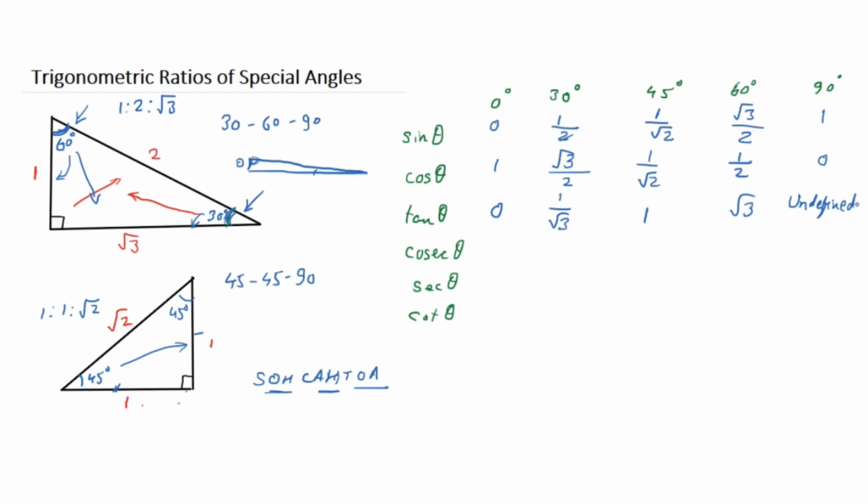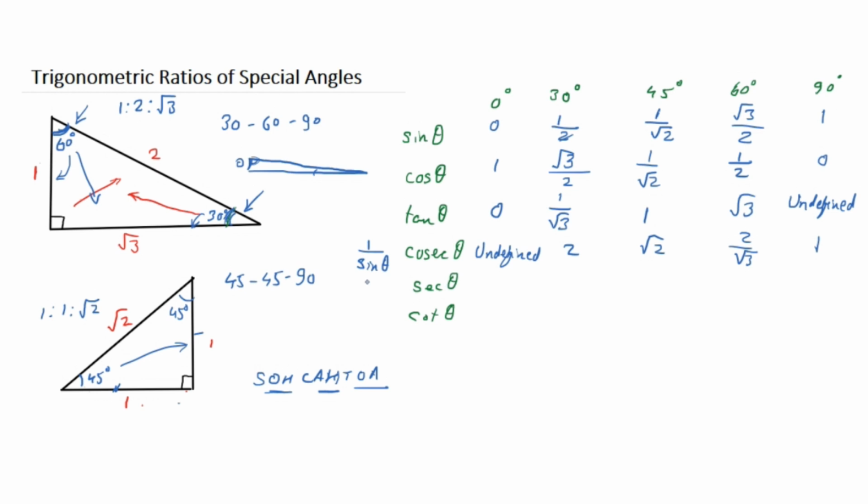Cosec theta is nothing but the reciprocal of sine theta. So I'm just going to flip the numerator and the denominator. Now cosec theta would be 1 over 0. So in this case, cosec theta is going to be undefined. This is going to be 2. Cosec of 45 is going to be root 2. Cosec of 60 is going to be 2 over root 3. And cosec of 90 is going to be 1 over 1 or 1.